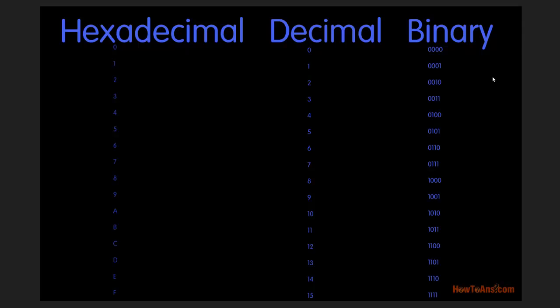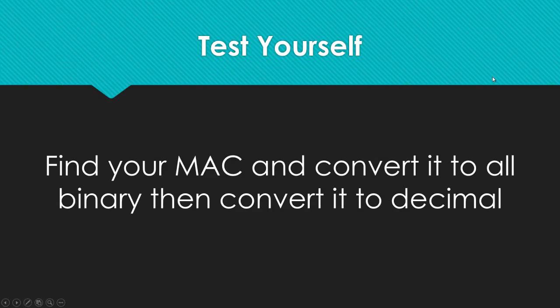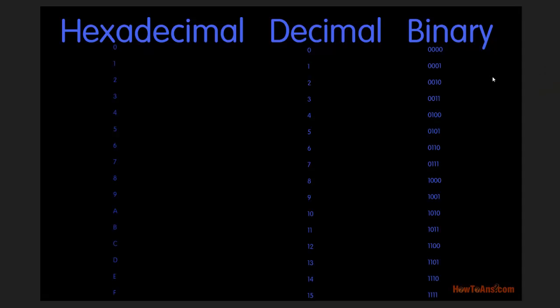So again, to test yourself, find your MAC address and convert it to all binary and then convert it to decimal. So remember, your MAC address is 12 digits, but it'll convert into 6 binary bytes, and then convert those 6 bytes into decimal, and then you're all set. And then you can check your work with a chart like this.